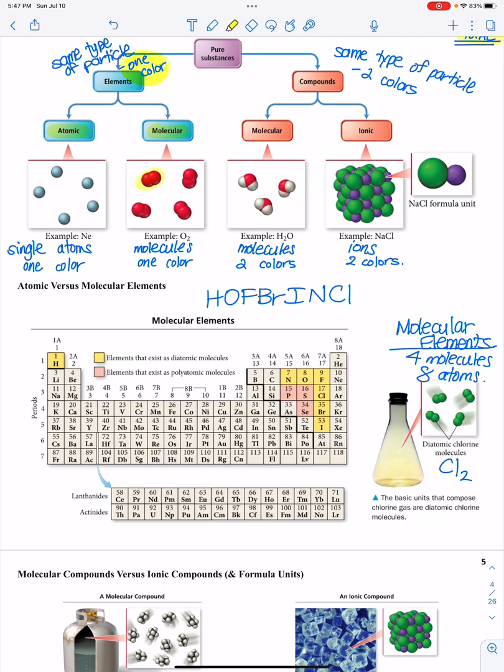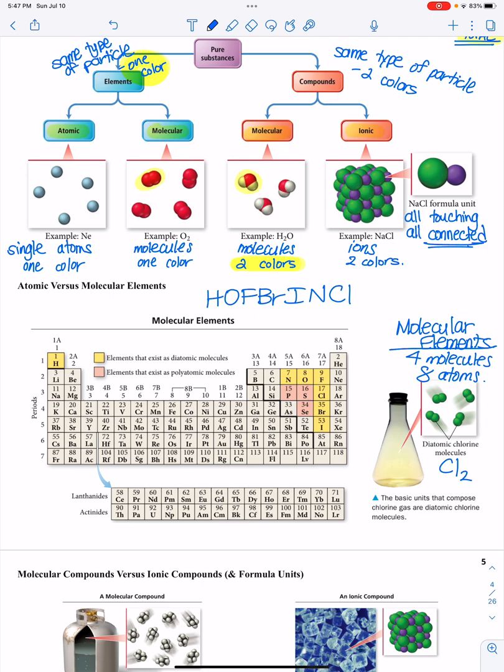Then we have compounds. Compounds could also be molecular. However, a molecular compound will have 2 colors. The individual particle will be a molecule, but that molecule will consist of 2 or more colors. And a compound could be ionic. Again, 2 or more colors. However, look at the big difference between molecular and ionic here. It looks like this: in ionic, they're all touching. They're all connected. An ionic structure or compound would have all connected particles.